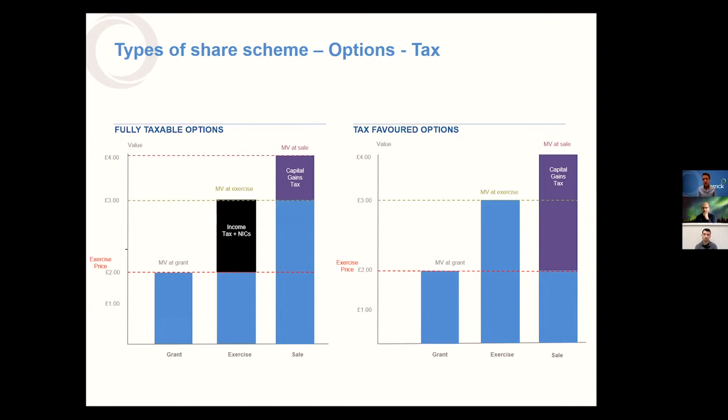And if you can see the graph, it's the same situation again. You get granted the options when the value is worth £2. When you come to exercise, you don't have to grant EMI options at the market value with an exercise price equal to the market value on grant. But if you do, there'll be no tax at all to pay when you come to exercise. So you won't have any tax if you exercise before a sale, before you can sell those shares.